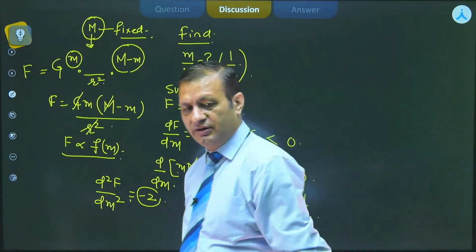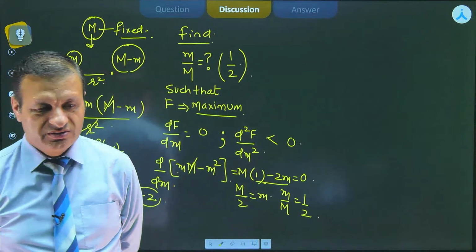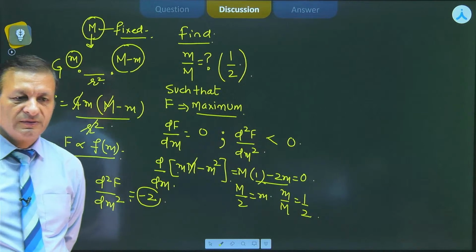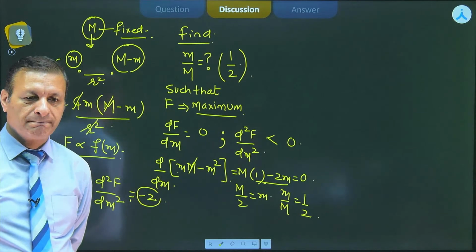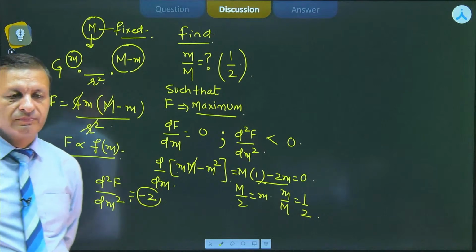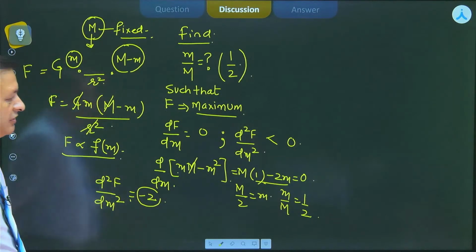So Aditya has quoted me the right answer. Ravinder has also quoted me the right answer. Good. Any doubt? Shall we move?